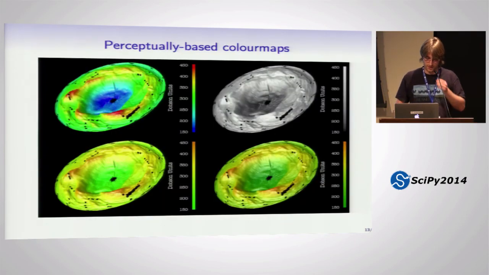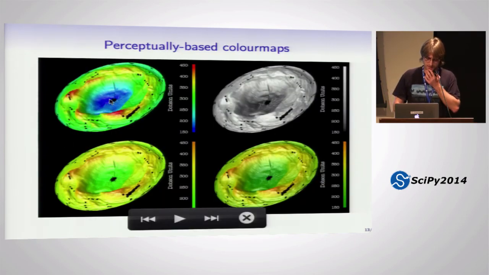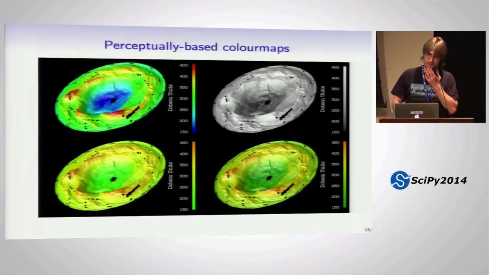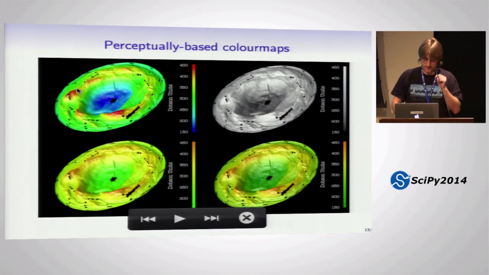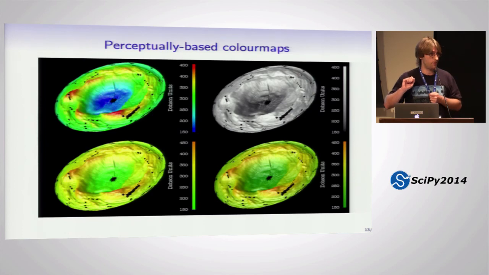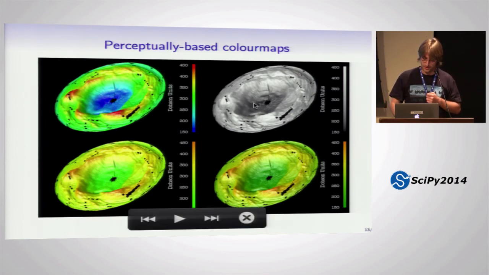Here's a good example. On the top left is jet. This is a map of the southern atmosphere, measuring ozone in the southern atmosphere in spring. It doesn't matter. Here, this is uniformly blue. You get the cyan band, etc. The top right is a luminance varying color map. It goes from black to white. There's no saturation. There's no hue. It's black and white, and you can see all this high frequency information here.